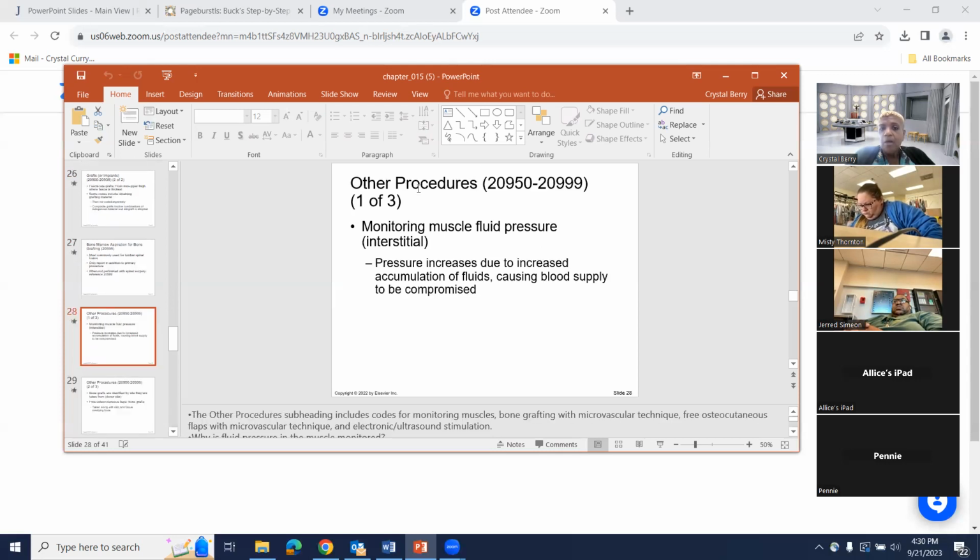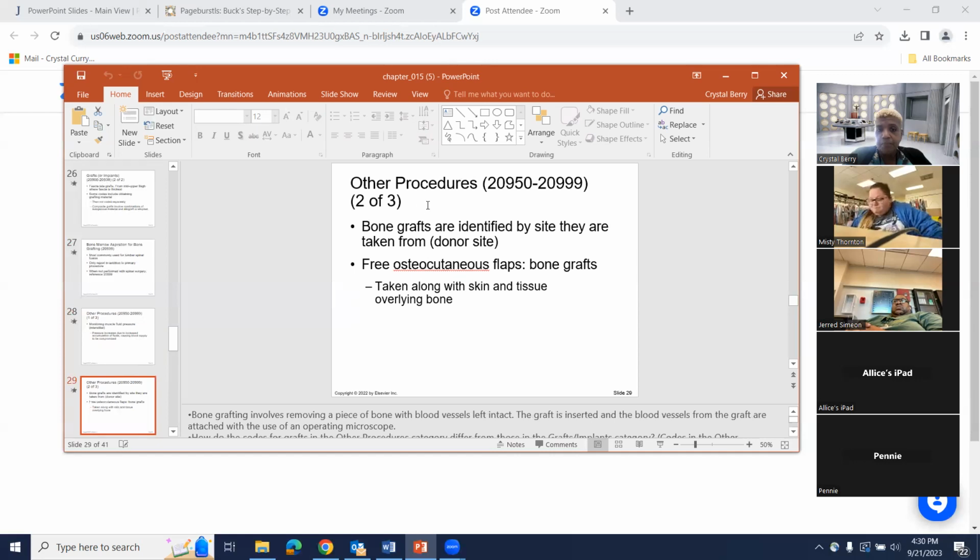Other procedures, monitoring muscle fluid pressure. Pressure increases due to increased accumulation of fluids, causing blood supply to be compromised. Bone grafts are identified by site. They are taken from the donor site. Free osteocutaneous flaps, bone grafts, which was in the last chapter as well, are taken along with skin and tissue overlying bone.